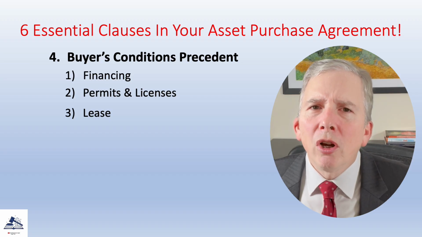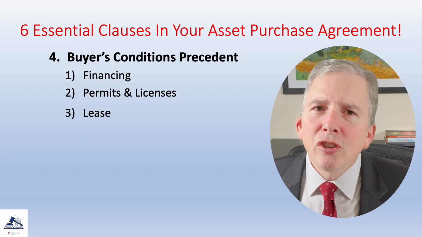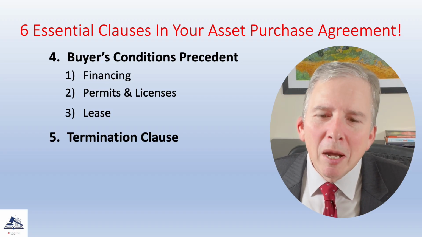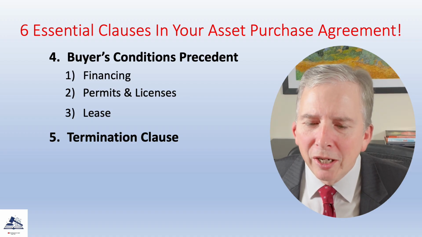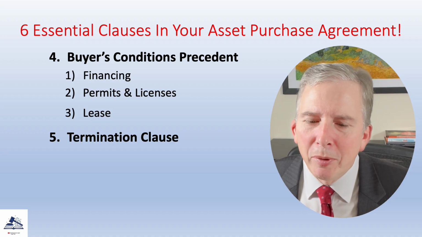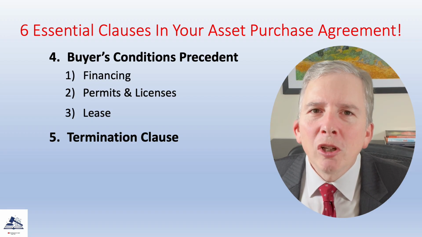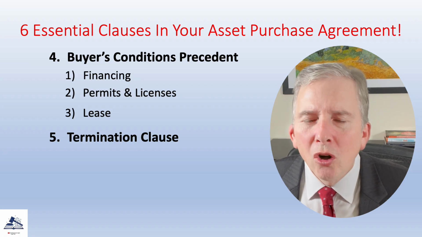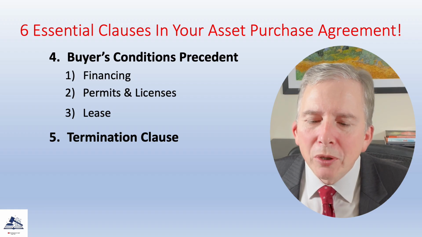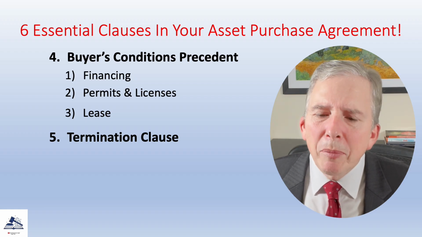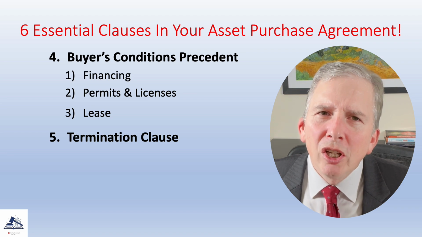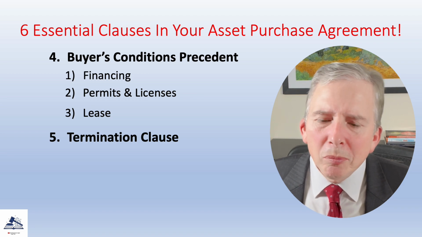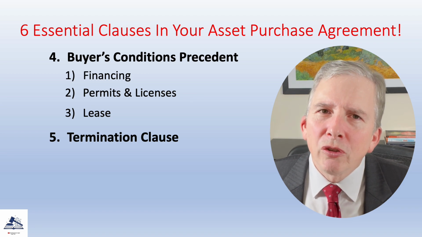The next important clause to understand in an APA is the termination clause. Now, you might be thinking that you don't care about having a termination clause because you're definitely going to buy the business no matter what. However, circumstances often change, and you never know what might turn up in due diligence or something else might happen where you can't buy the business or don't want to buy the business. So, you want to make sure that your APA has a termination clause that protects you and allows either party to terminate the agreement in certain situations.